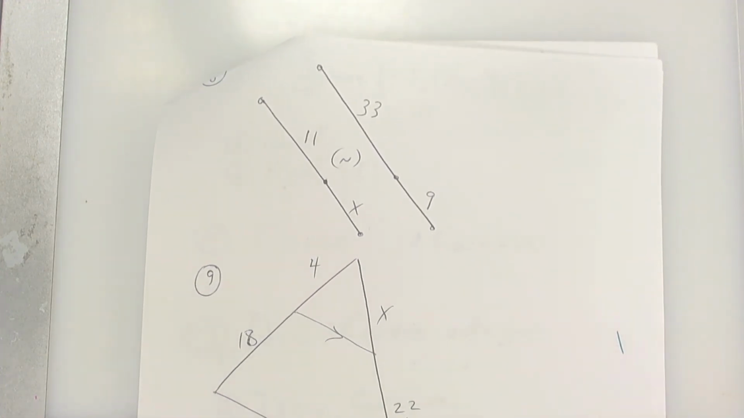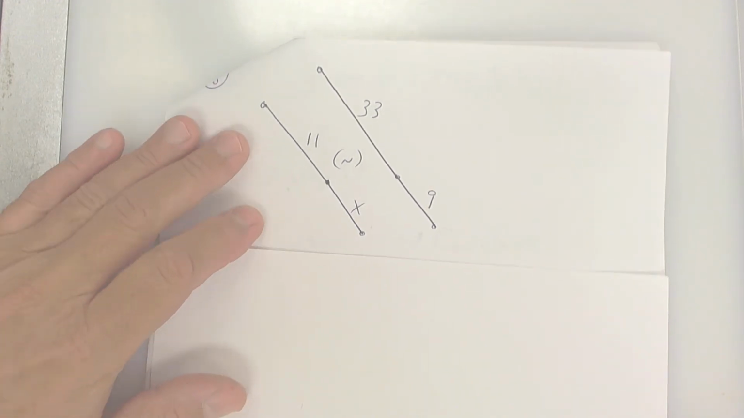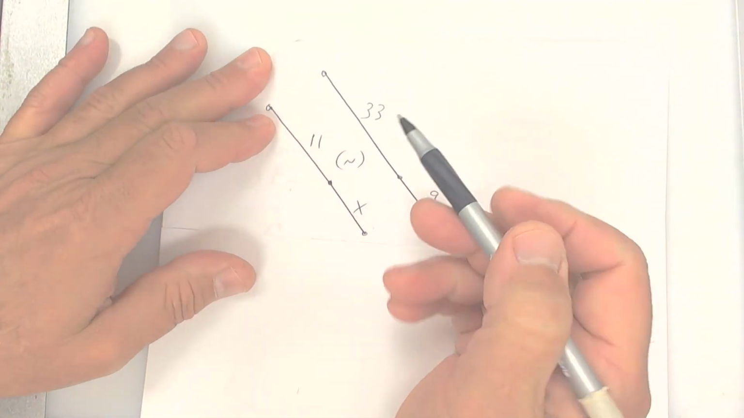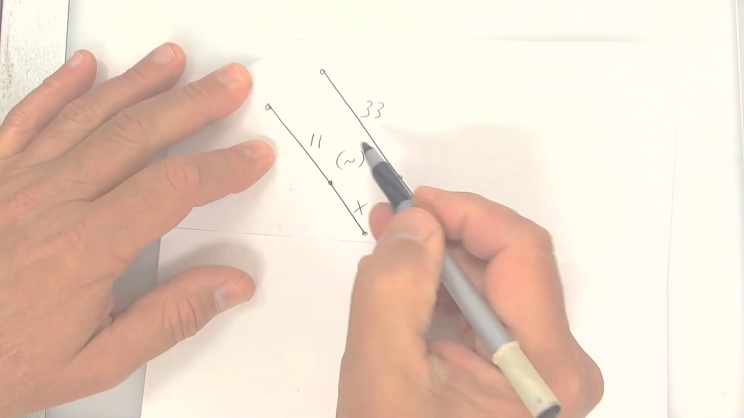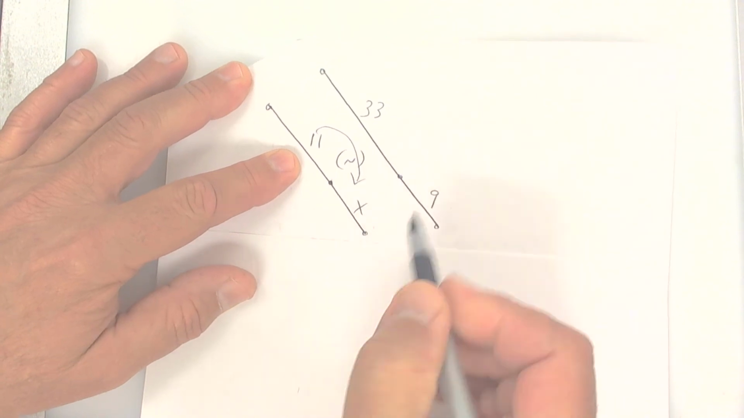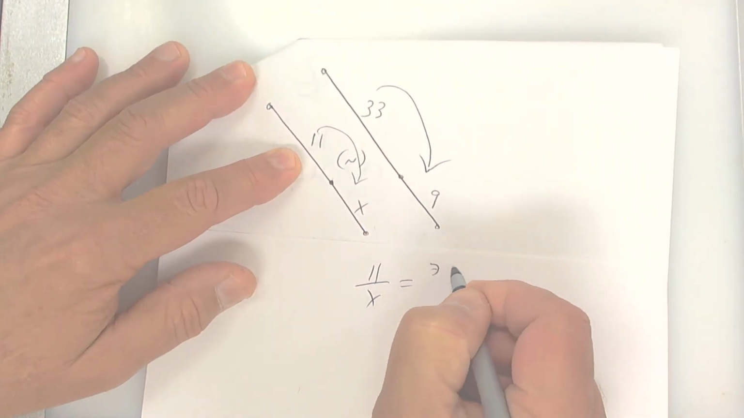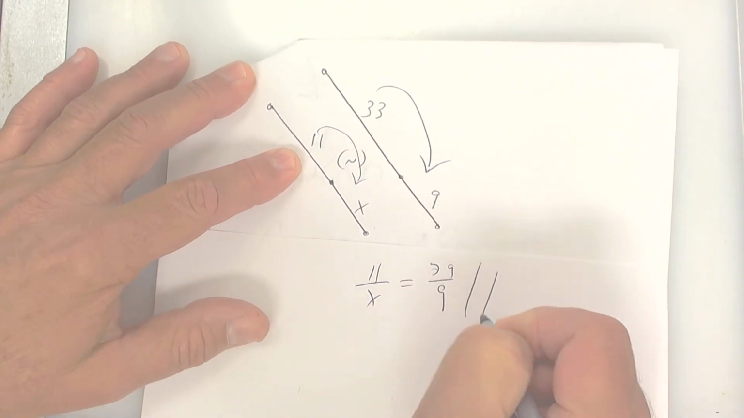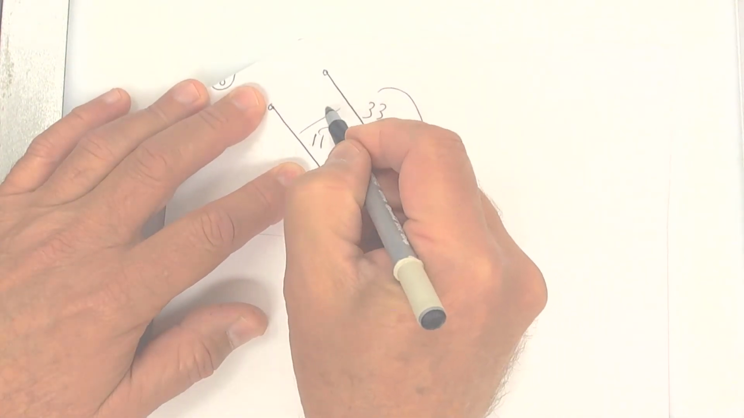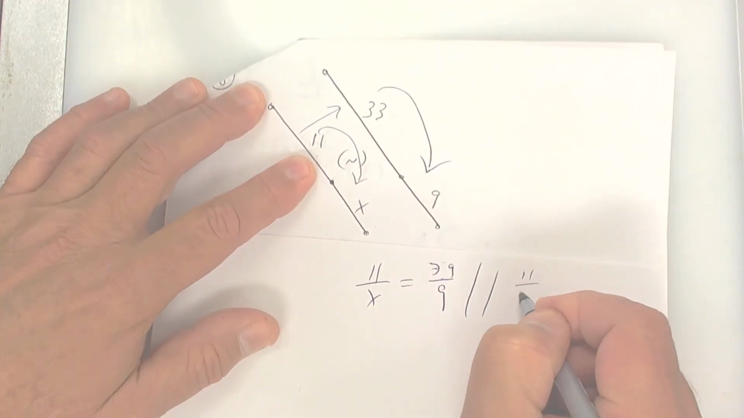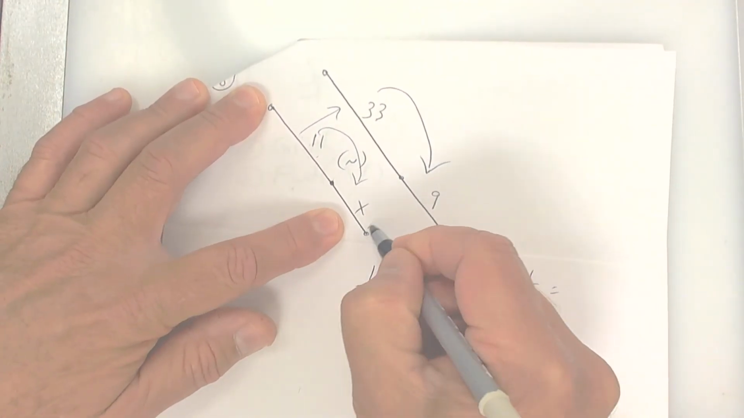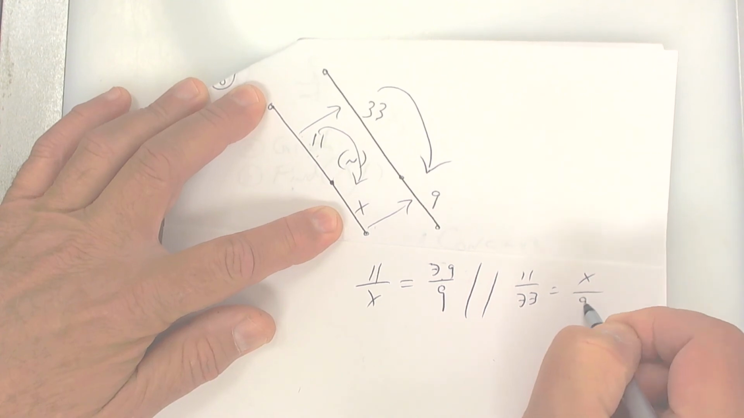Now let's keep moving. Draw number 8. This one right here is also a proportion. I don't want you to miss proportions. Okay, these are similar. So I would go either way. You could go a lot of ways. You can go 11 over X equals 33 over 9. You can do that. That should work. You can also go this way. You could say 11 over 33 equals X over 9. So there's a lot of things you can do.